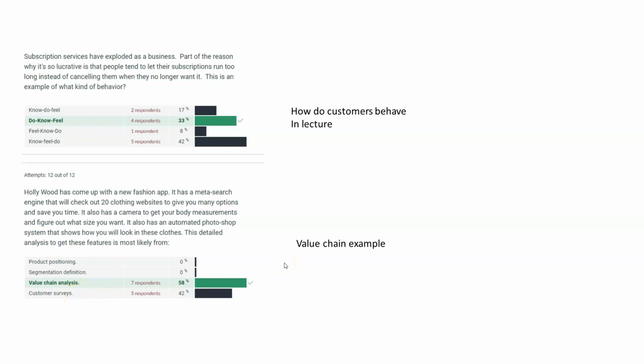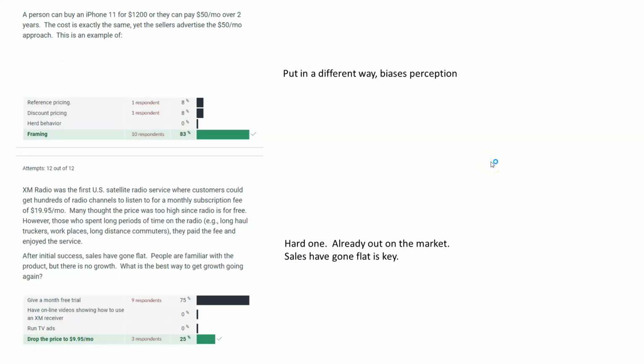Okay, a person can buy an iPhone for $1,200, or they could pay $50 a month over 2 years. The cost is exactly the same, yet the sellers advertise a $50 per month approach. This is an example of, and this comes out of the lecture, and you could have looked this up, how do customers behave. And so what is the correct answer? Most of you got the right answer. It's framing.